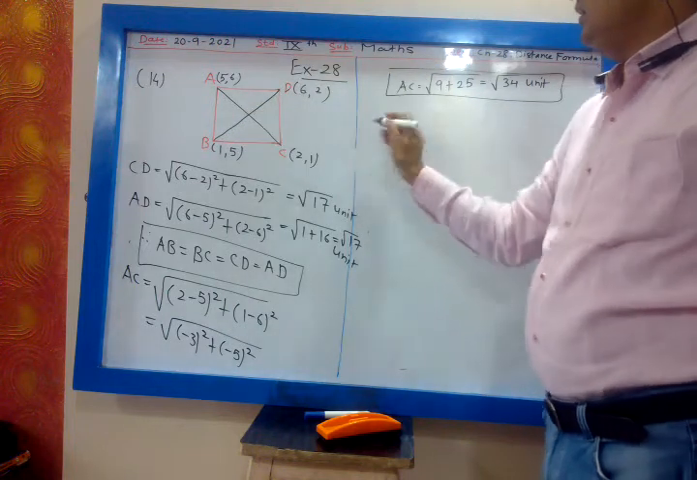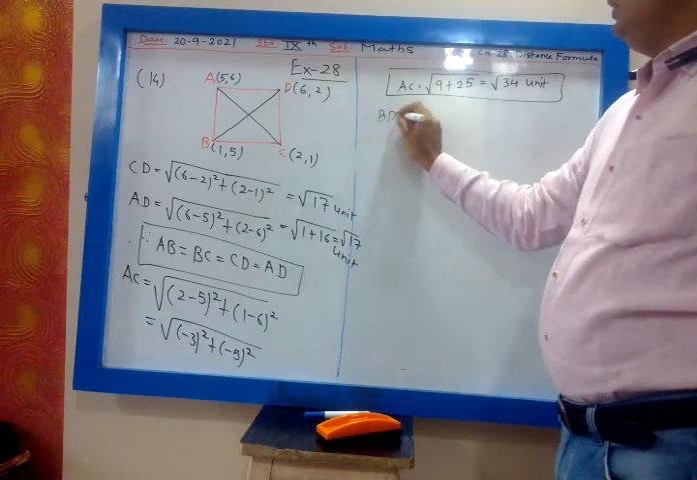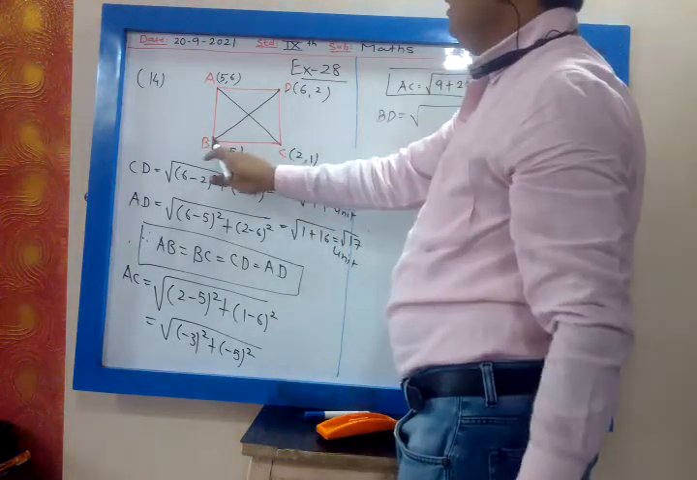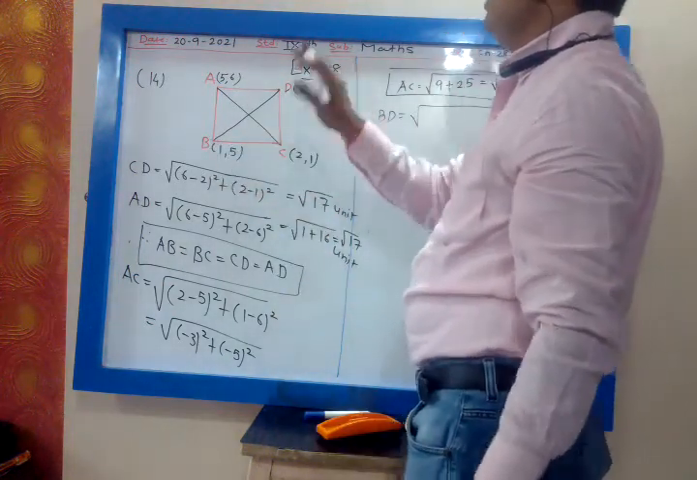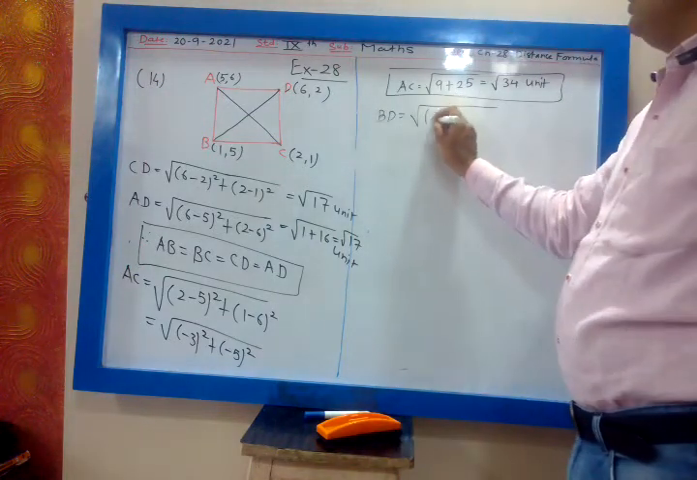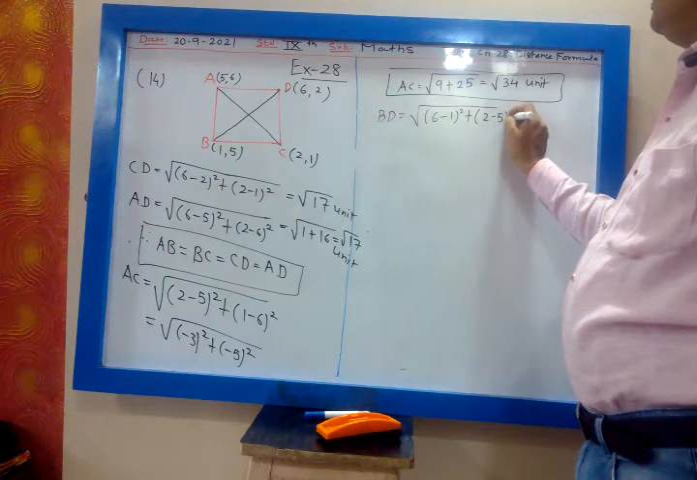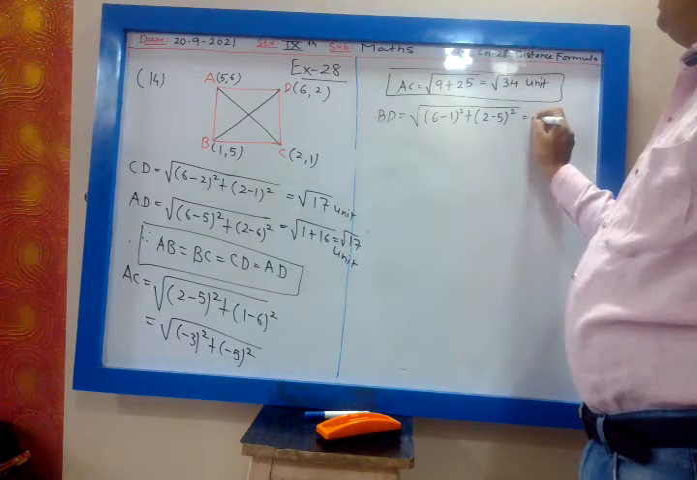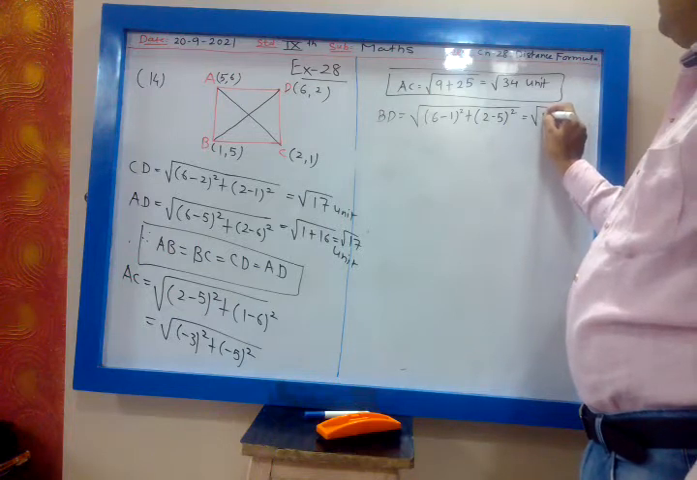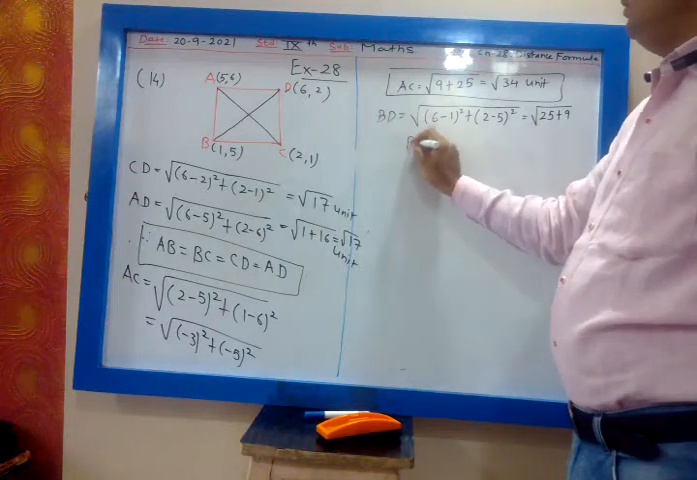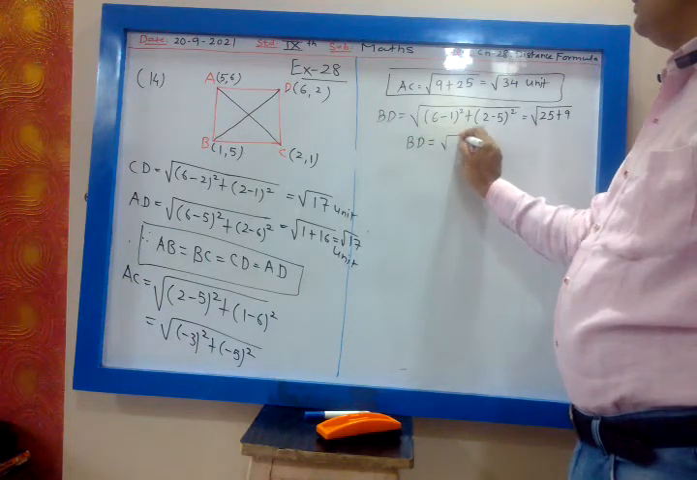Find other diagonal BD. BD, that is root of, whether you can take x2 minus x1 or x1 minus x2, does not matter. 6 minus 1 whole square plus 2 minus 5 whole square. That will be root of 6 minus 1, 5, 5 square, 25, plus minus 3 square, 9. So BD is also root 34 unit.